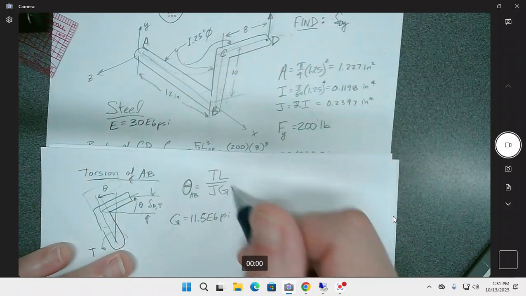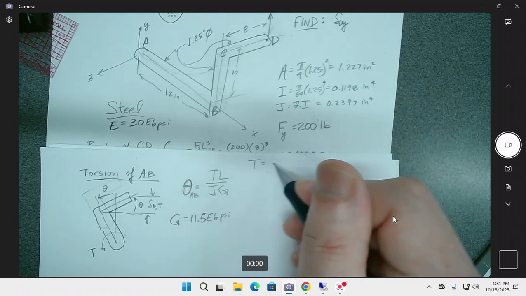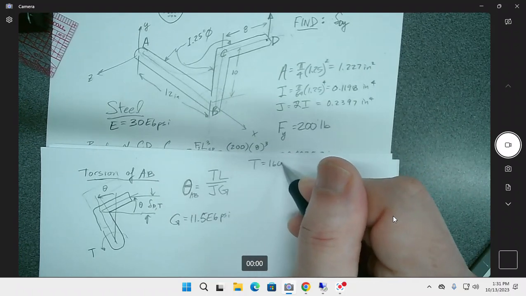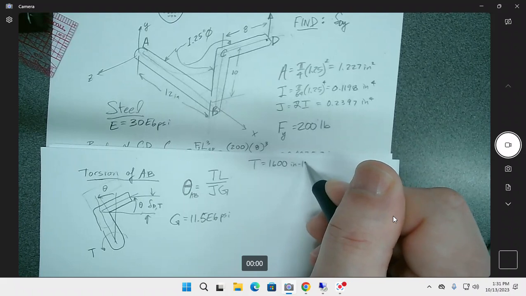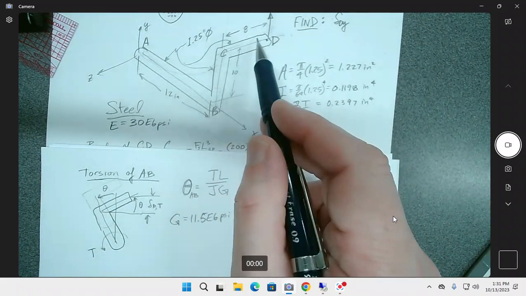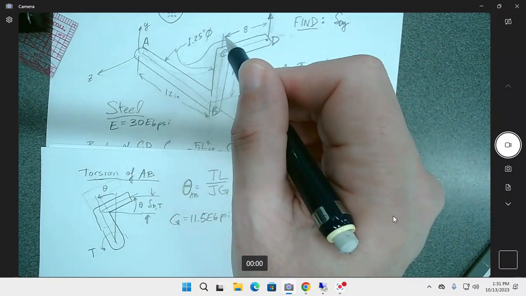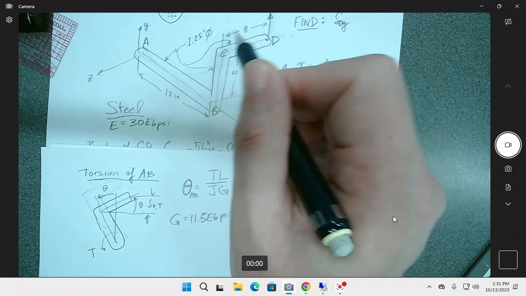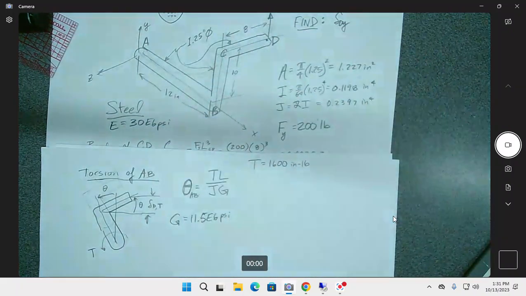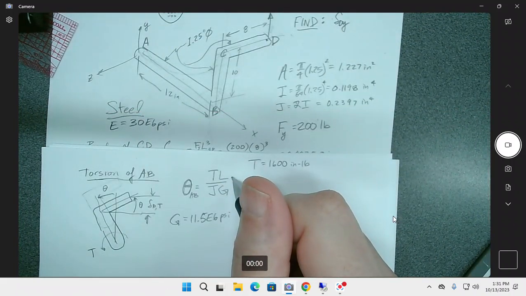So the torque is going to be equal to 1,600 inch-pounds. It's that same amount, because it's the same CD thing that's creating this, right? What's the torque? Well, it's going to be the force times the distance perpendicular to it to the point about which we're doing, which is still going to be 8 inches. So it's still the same thing. And the length is going to be AB.